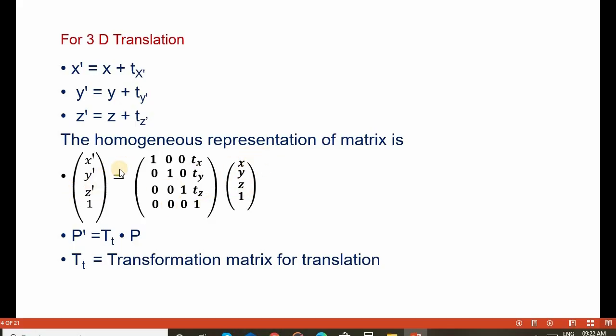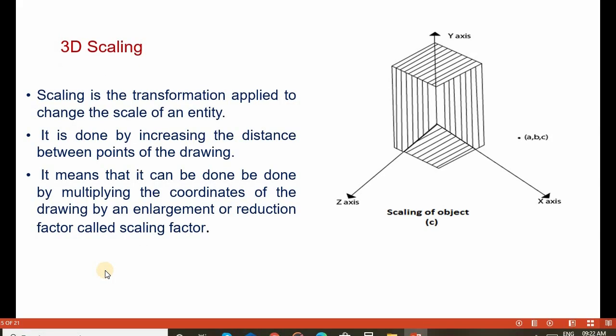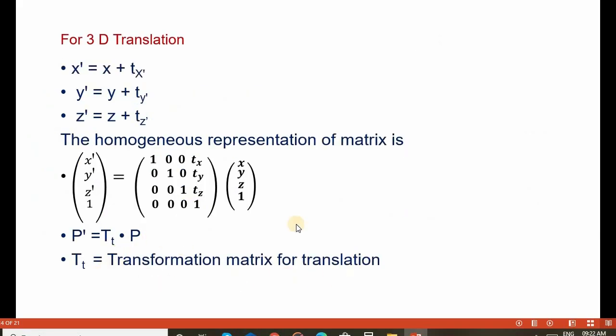So we can simplify the equation. We can have P dash equal to Tt into P. The Tt is a transformation matrix. So the transformation matrix is multiplied with the original matrix, and we can have the translated 3D object.